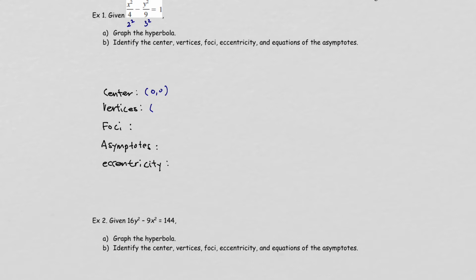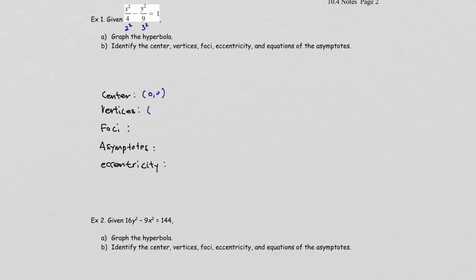Your vertex is going to be, because you have x positive, open sideways. So it will be on the x-axis that changes. From the center point, your x value is going to change by 2. Add 2 and subtract 2.